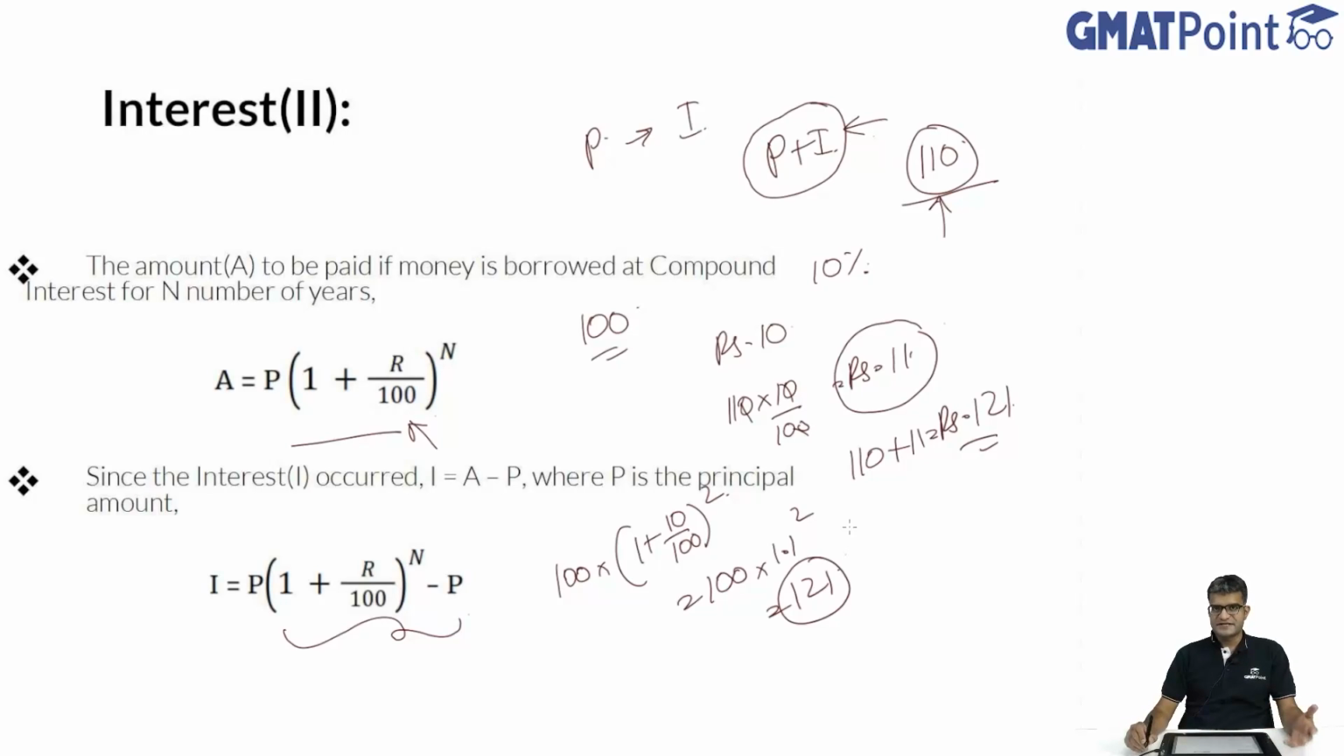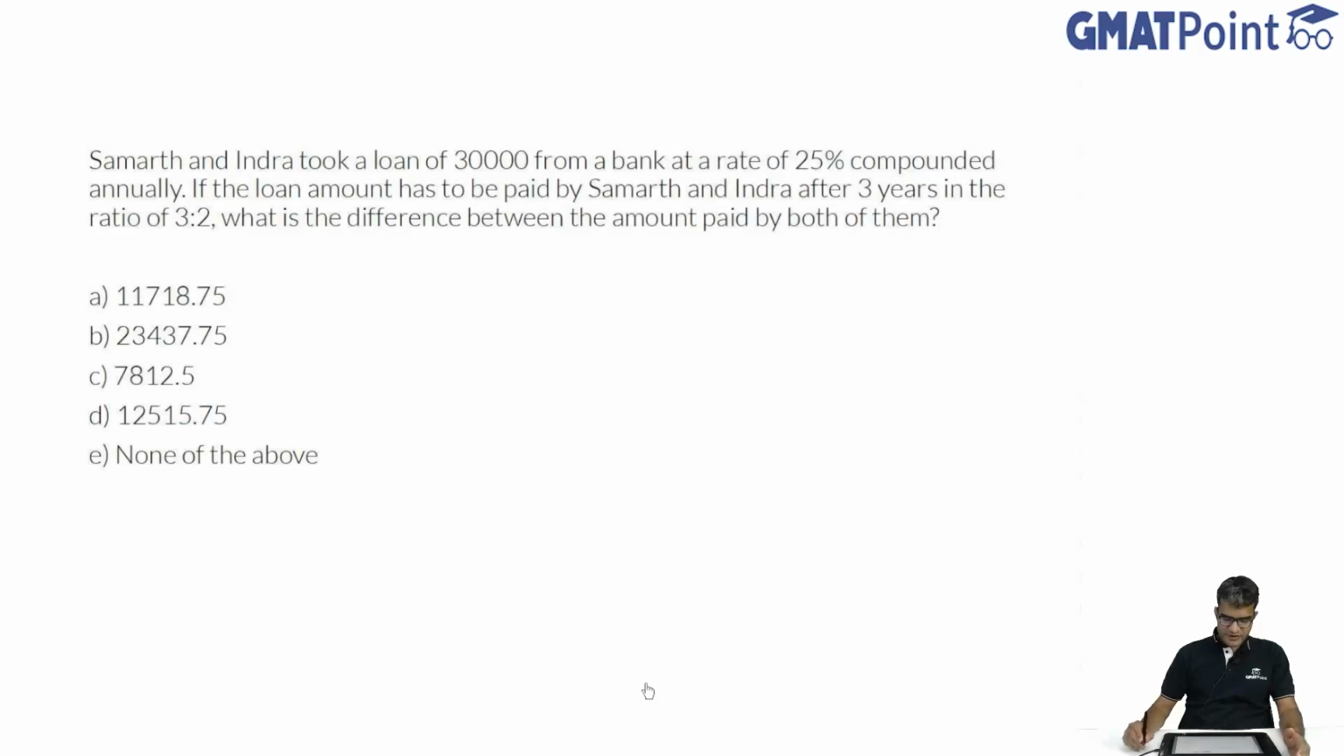Now let us look at the next concept. Okay, in this case we are given actually a question. Let us try to answer it. Here we are told that a principal of 30,000 is taken as a loan. The rate of interest is 25%, and this has to be repaid after 3 years. So the total amount due at the end of 3 years will be 1.25 whole cube into 30,000. This is equal to 58,593.75. This is the amount that is due.